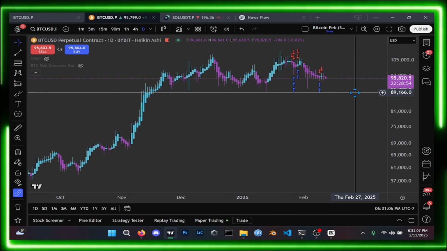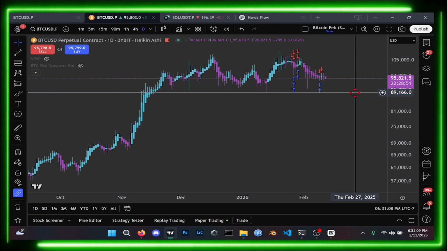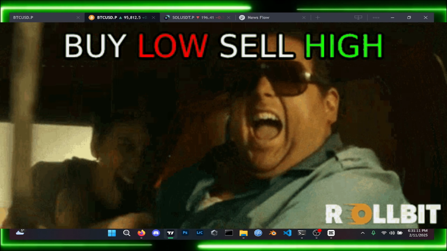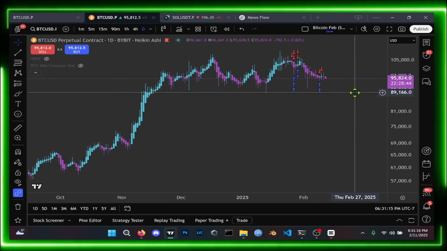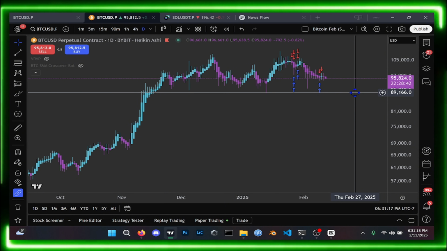Basically, that's as easy as I can put spot trading. Buy low, sell high, and try to trade with the house's money. But really, the end goal into this is to accumulate more coins.